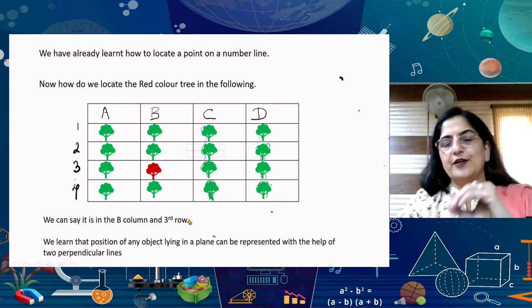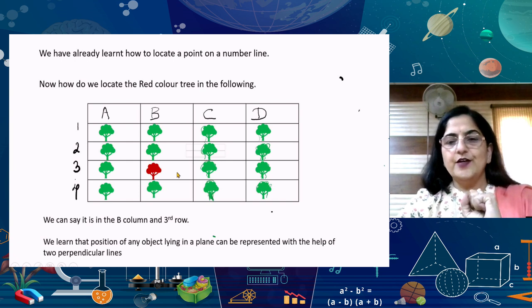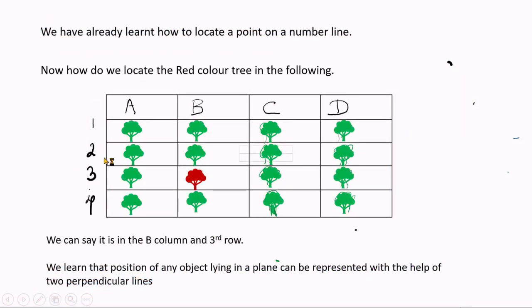All right. So over here, how do we locate the red color tree? We'll say we have divided this entire garden of trees. So this is the B column and this is the third row. For this particular red color tree, we will not go like this or like this. We'll go straight up. That is the B column and it is the third row.